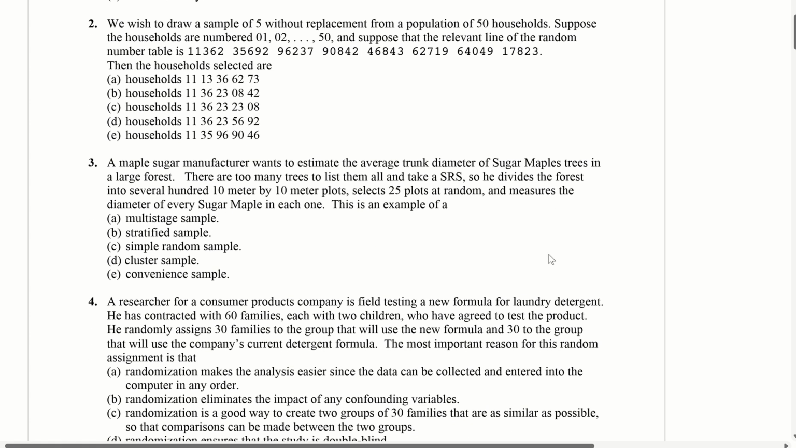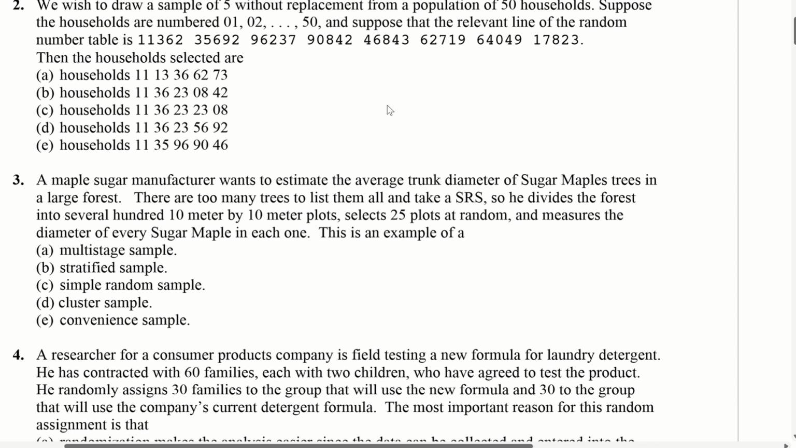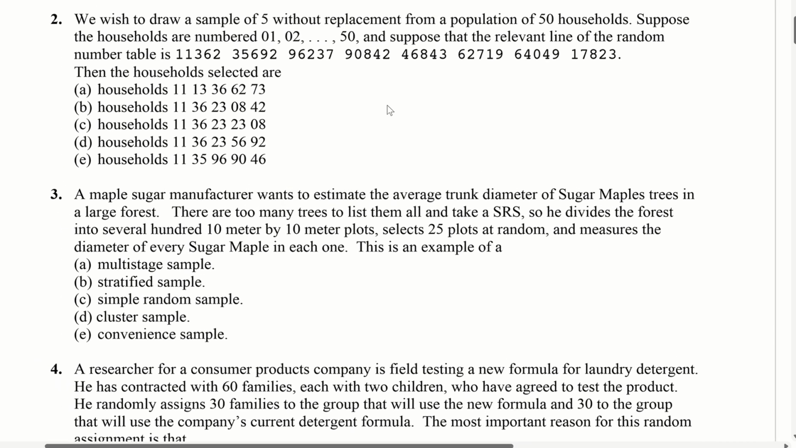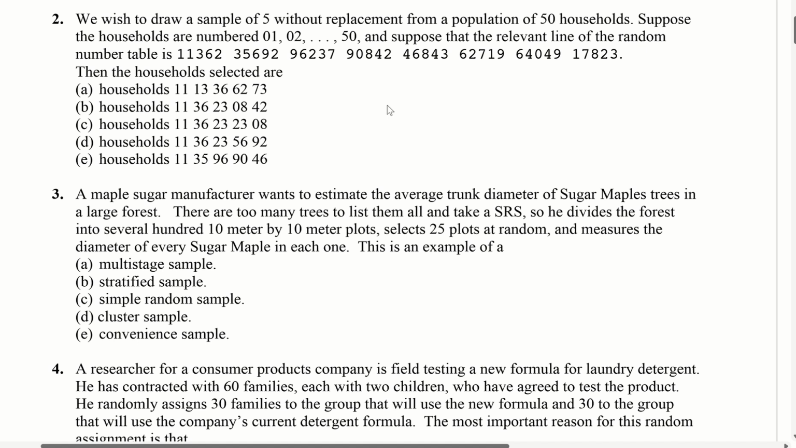Number 2, we wish to draw a sample of 5 without replacement from a population of 50 households. Suppose the households are numbered 01, 02 to 250, and suppose that the relevant line of the random number table is given. Then the households selected are. So if we look at these numbers here, we want to select 5 houses, right? And we want to select from a population of 50, so from 01 to 50.